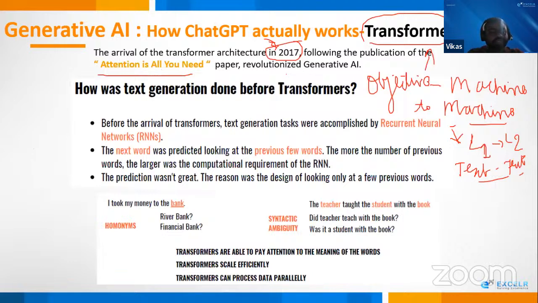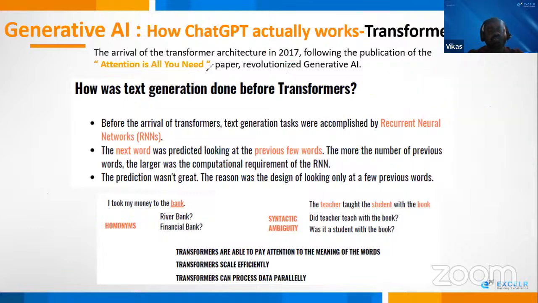So, guys, before we understand the transformer model, let's try to understand how text generation was done actually, and what problem these guys were facing in text generation, and why it gave birth to this model called the transformer, which works on the concept of attention. Attention is all you need. We'll try to understand what attention is actually and why attention is needed. Because of attention only, we are able to understand the entire meaning of the language, right?